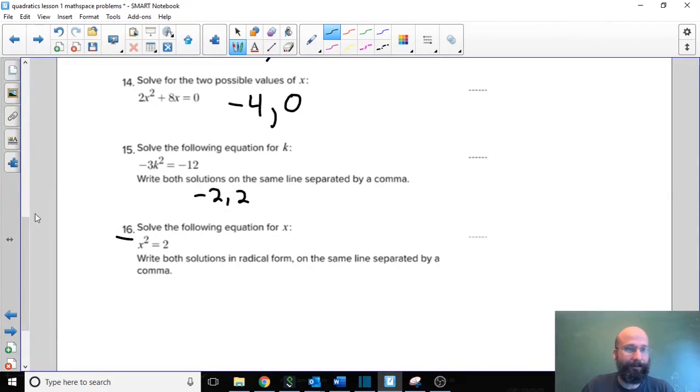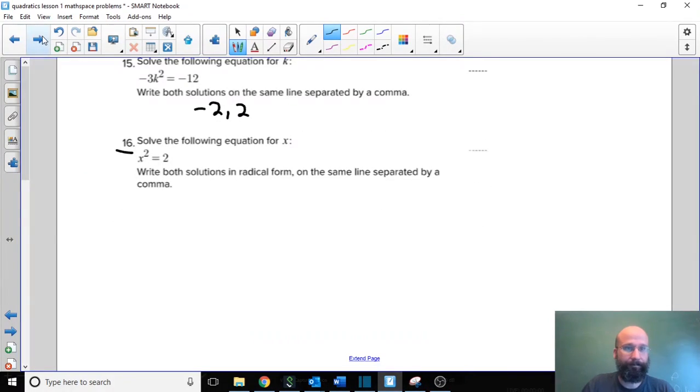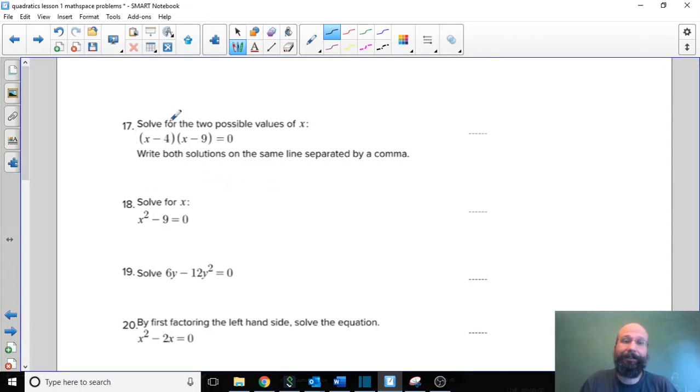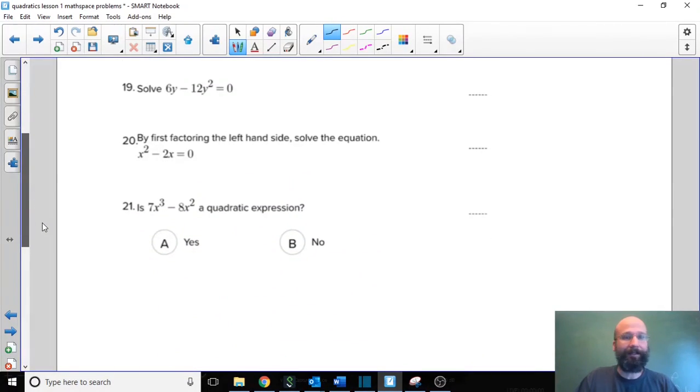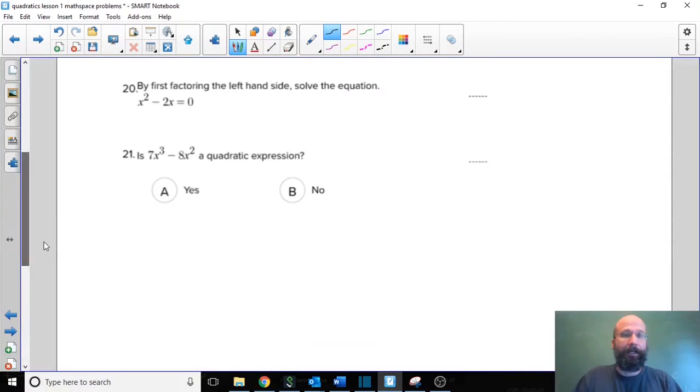I'm not doing this one. It's like the other ones. Put it in Desmos. I'm not doing that 18 or 19 or 20. They're all the same. Put them in Desmos and see where it crosses the x. Is this a quadratic? Is the highest exponent 2? No, it's 3. And when the highest exponent is 3, that's a cubic.